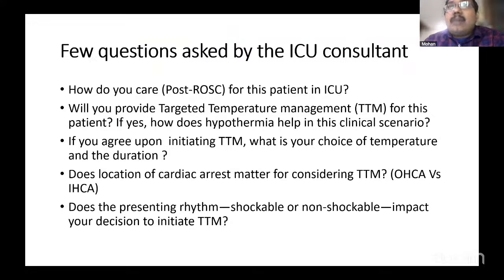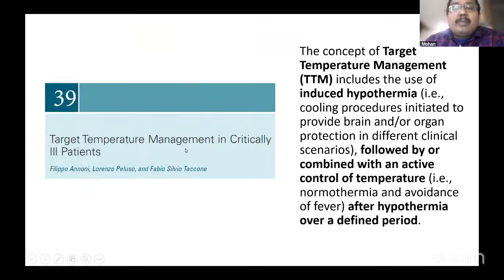Also, does it matter whether it is out-of-hospital cardiac arrest or in-hospital cardiac arrest? Does it matter whether it is a shockable or non-shockable rhythm at presentation? Now, I get a lot of questions, and for most of them I don't have a clear-cut answer. So I open my book, Textbook of Critical Care by J.L. Vincent, and in this chapter I find what target temperature management is.